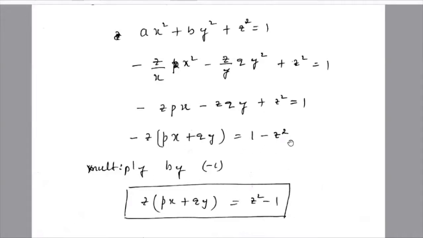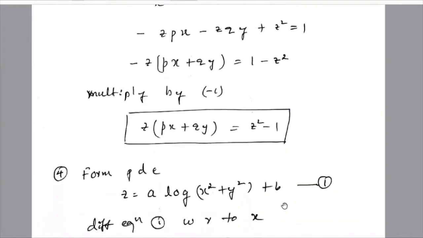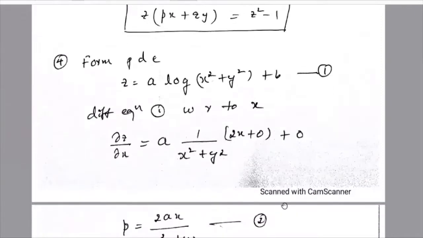So you multiply this equation by minus 1. Minus gets cancelled, it becomes z into px plus qy. Instead of 1 minus z square, you write z square minus 1. This is the partial differential equation corresponding to the given function ax square plus by square plus z square is equals to 1. Now we'll take another example.